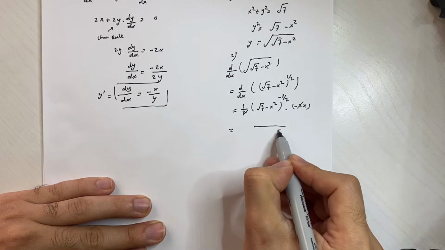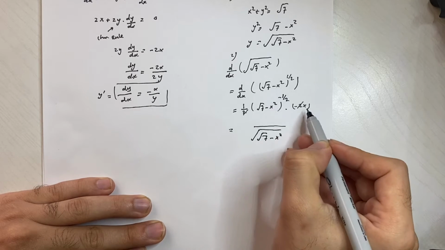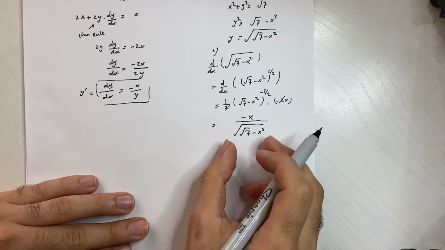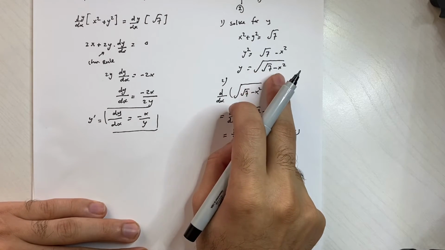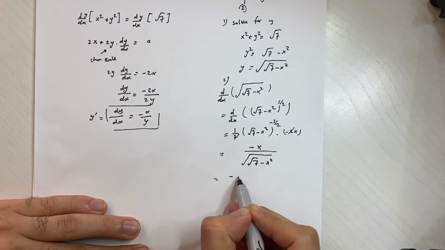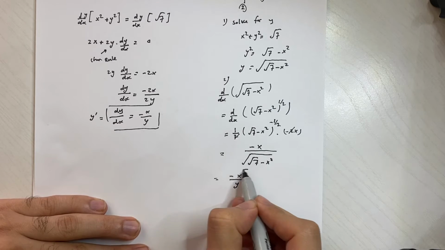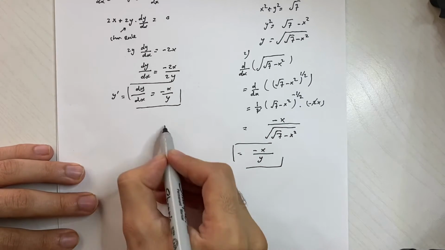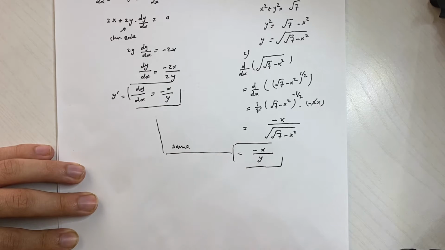Now we are simplifying. The minus 1/2 will go to the bottom and become a square root, and then we end up with negative x. Now the bottom term is y. Therefore we can write minus x over y, and this is exactly the same as we did in the first way.